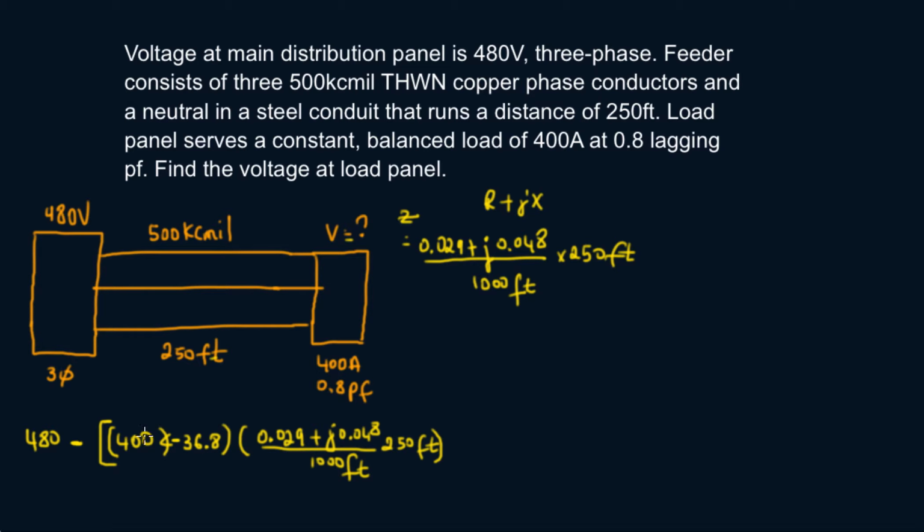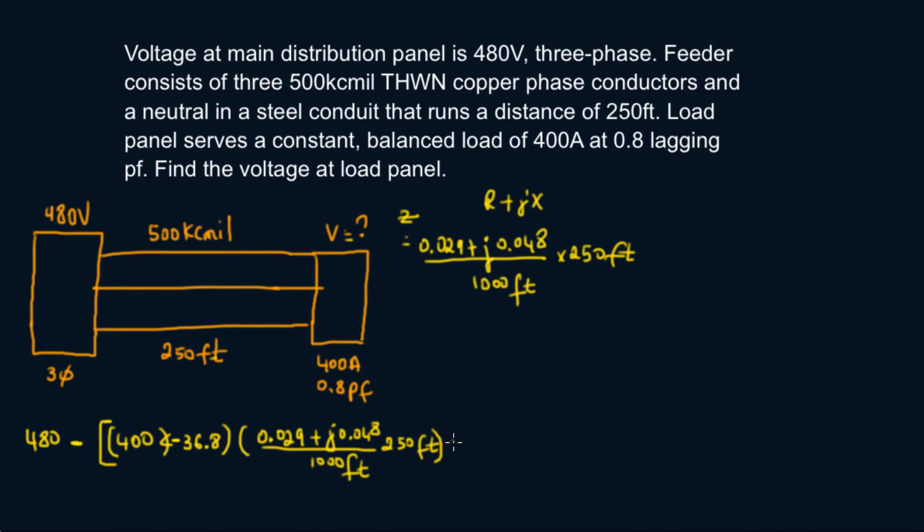So here, this is a line to neutral voltage, the middle part here. This is a line to line voltage. You cannot subtract the two. So either this one will have to be a line to neutral voltage, or this one will have to be a line to line voltage. Either way you do it is the same thing.